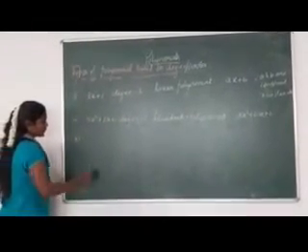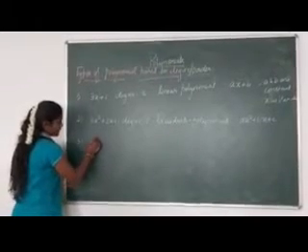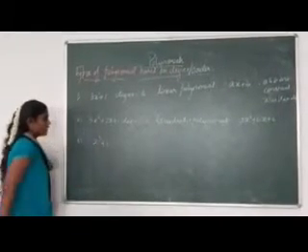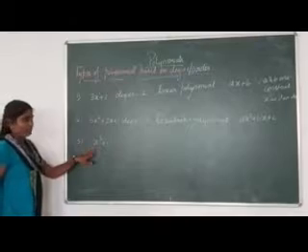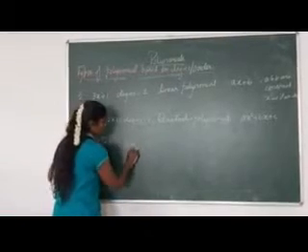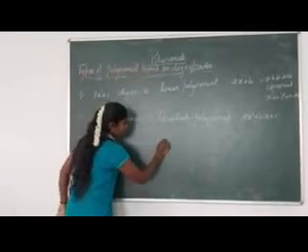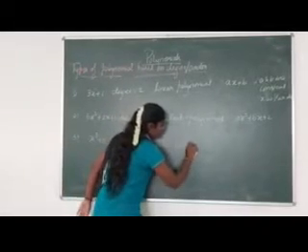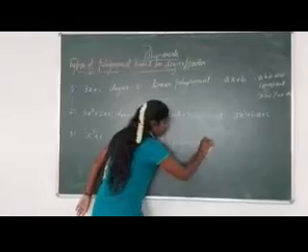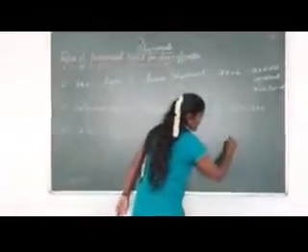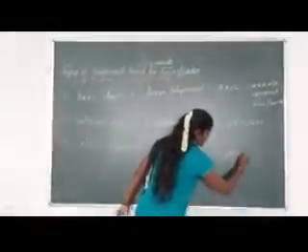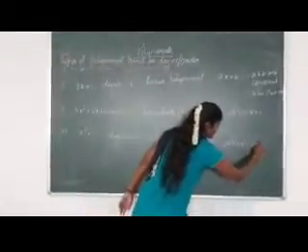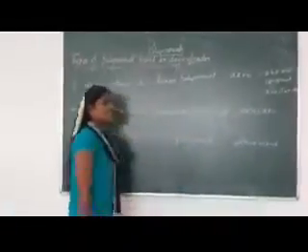Now coming to the next. If the degree is 3, you can consider any example, such as x cube plus 1. It is again with degree 3, right? So we call such a polynomial a cubic polynomial. Its general form is ax cube plus bx square plus cx plus d, where a, b, c, d are constants.